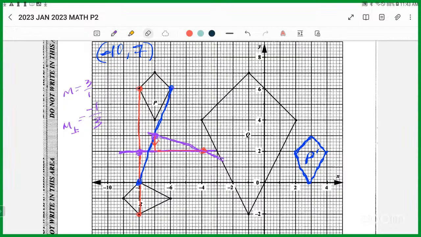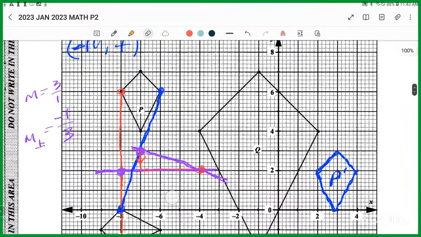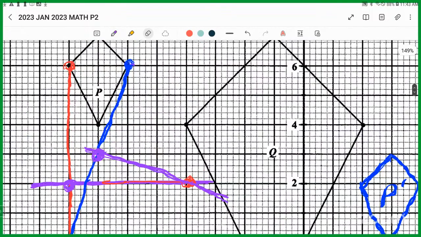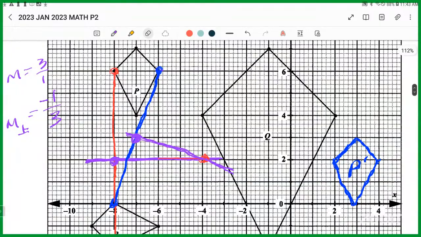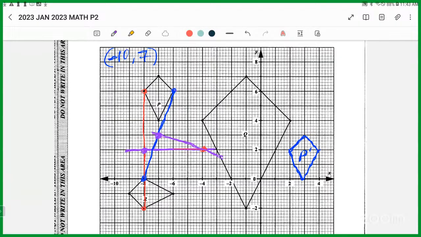So right now, those two perpendicular purple lines, let me take these out. Those are the two perpendicular bisectors of the lines joining corresponding points. They meet at this point. So it means that this is the center of the rotation. This point right here I'm marking is the center of the rotation.